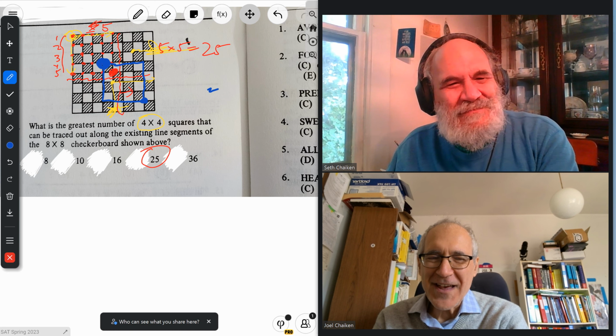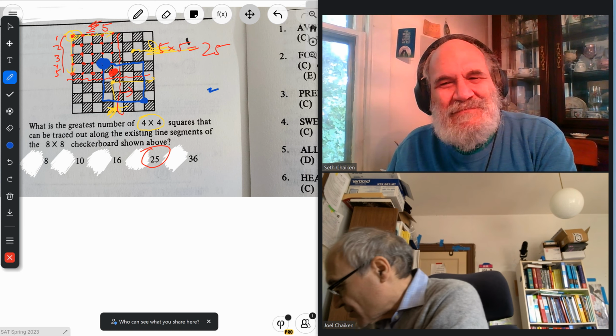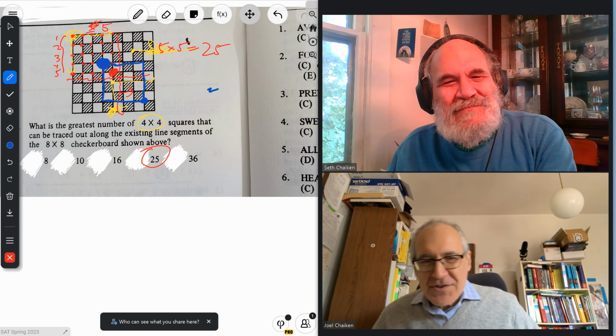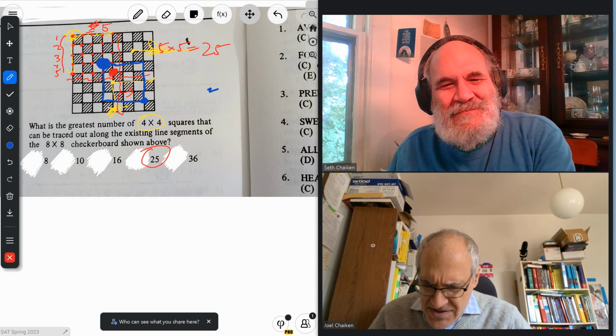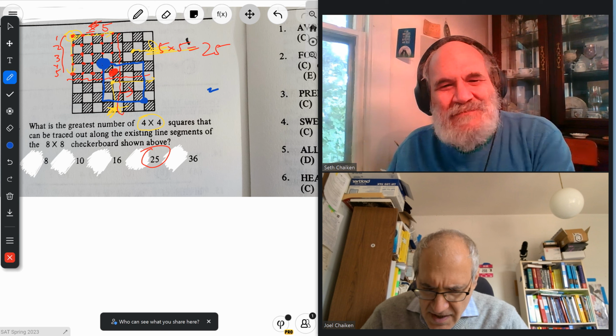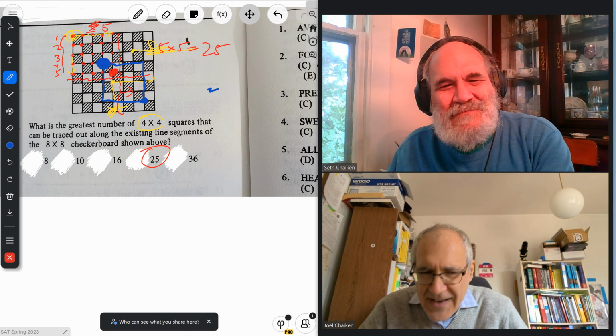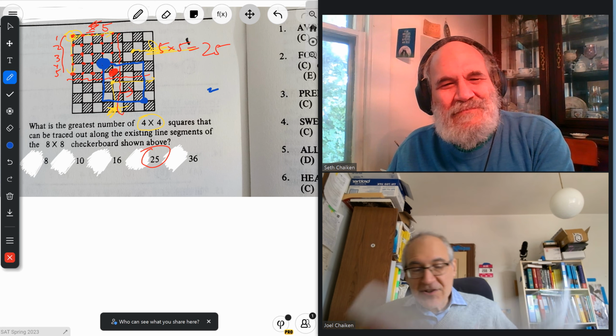Very good, Seth. So just to be sure, let's check the answer according to the official SAT book. This is section 1. Just takes a second to look for the answer. Section 1. They don't even give explanations back in these days. The SAT book just told you what the answer was.